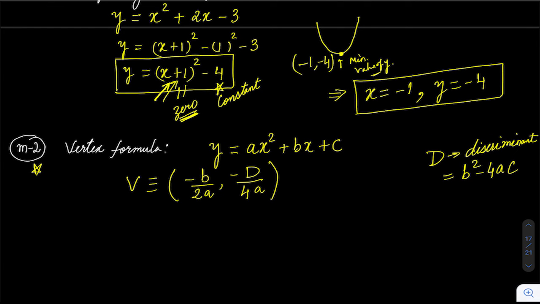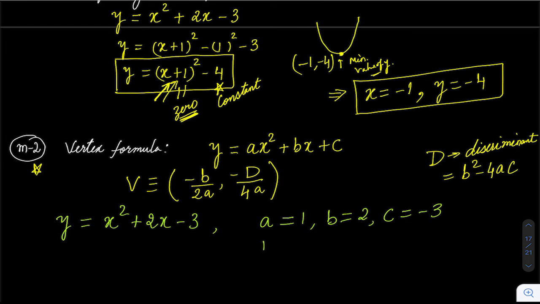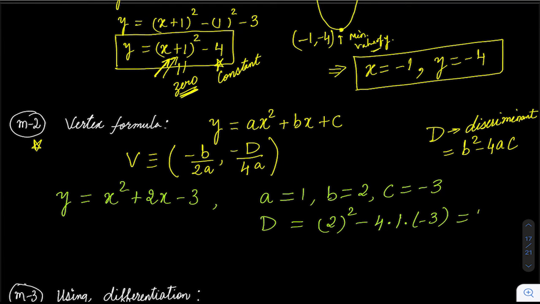Let me show you. Let's do the previous question. Our y was x² + 2x − 3, and let's check whether it comes out the same or not. Let me quickly find the values. a is 1, b is 2, c is −3. So I can find D first. D is b² − 4ac, that is b² − 4 times a times c. What is this? 16. This is coming out to be 16.